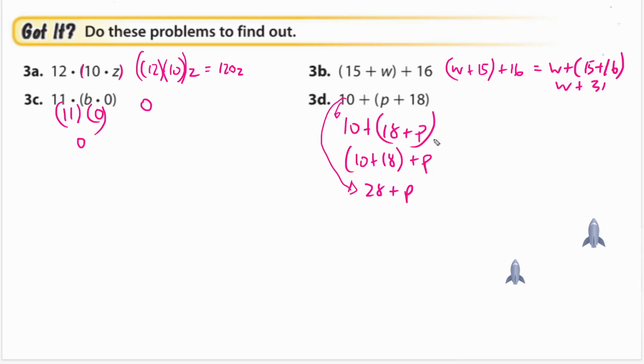What property are we using here? This property is the commutative property of addition, and then here we have the associative. Commutative, associative, and then here we just evaluated.